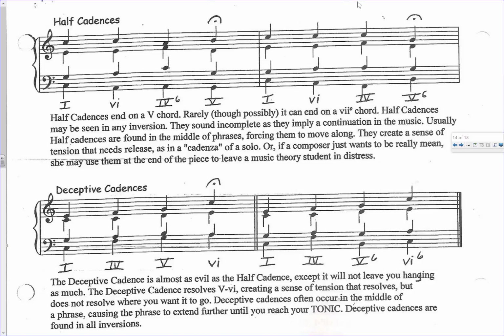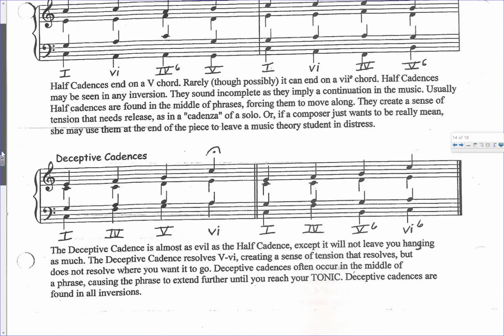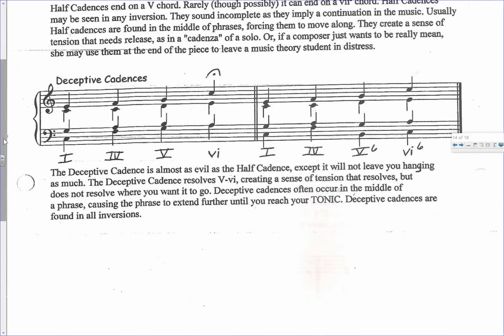And let's move down to the Deceptive Cadence. The Deceptive Cadence is almost as evil as the half cadence, except it will not leave you hanging as much. The deceptive cadence resolves 5 to 6, creating a sense of tension that resolves, but does not resolve where you want it to go. Deceptive cadences often occur in the middle of a phrase, causing the phrase to extend further until you reach your tonic. Deceptive cadences are found in all inversions.